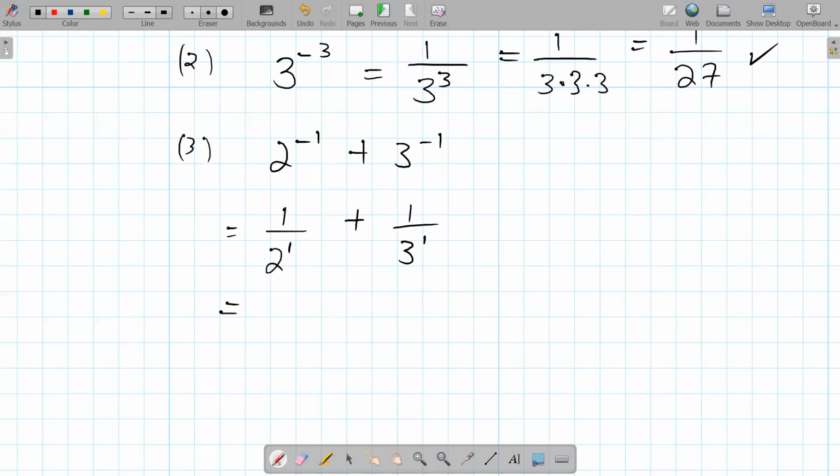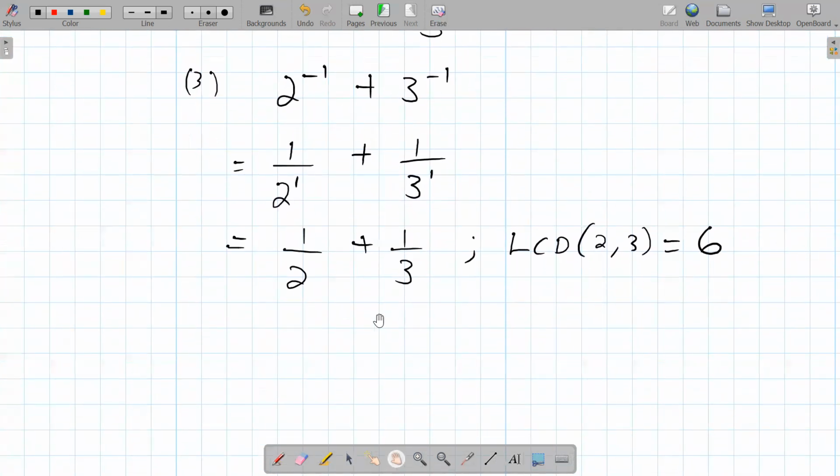I'm just using the rule. And this is still going to give me 2. Any number to a power 1 is the same thing. So that will give me that. Now we have a fraction. Remember what fractions are. When you're working with fractions, you need to determine what the LCD is. The LCD of 2 and 3 is 6.